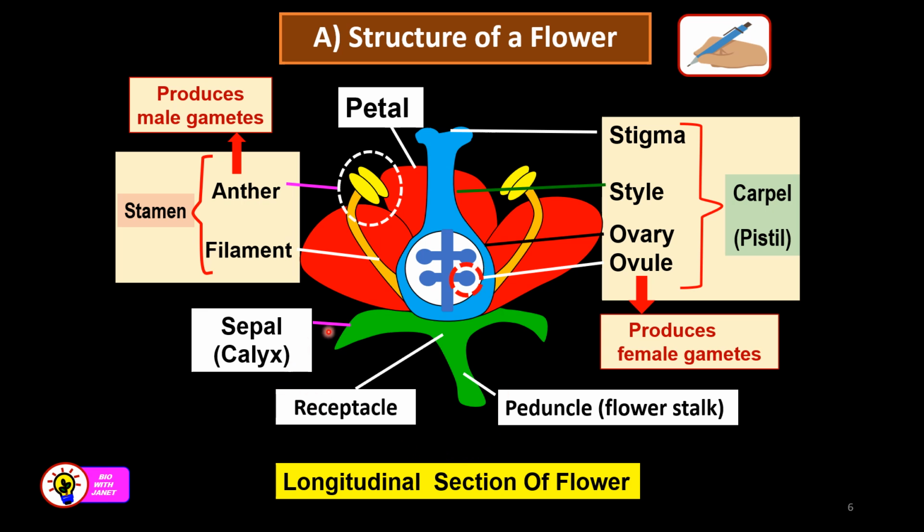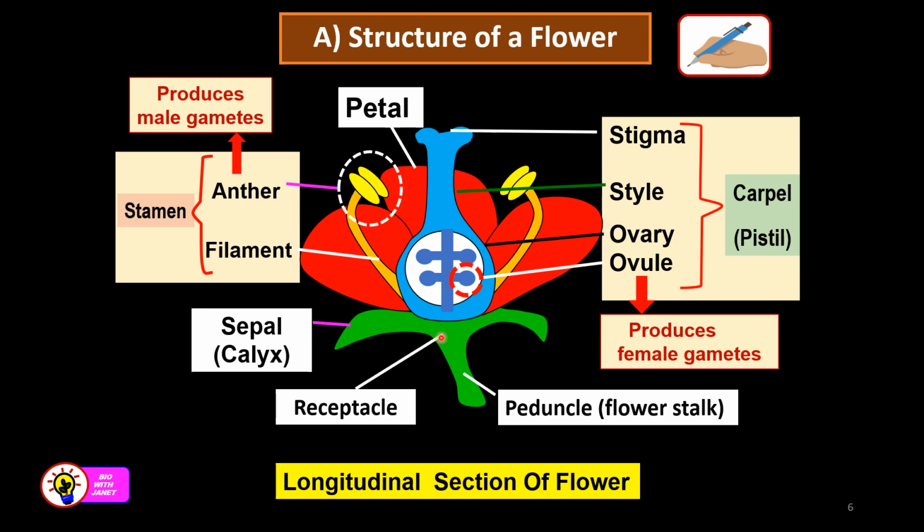Now, apart from that, in the outer parts of the flower, we have the petals. Petals are colorful to attract insects, if insects are the pollinators for that plant, to land on the flower and hopefully get some pollen grains attached to the insect, to be carried away by the insect.